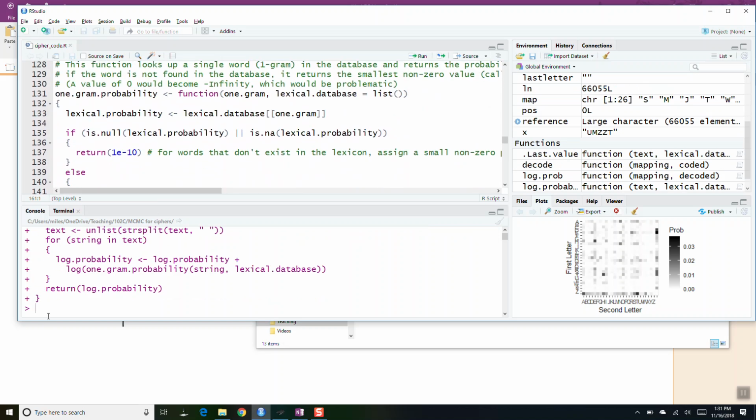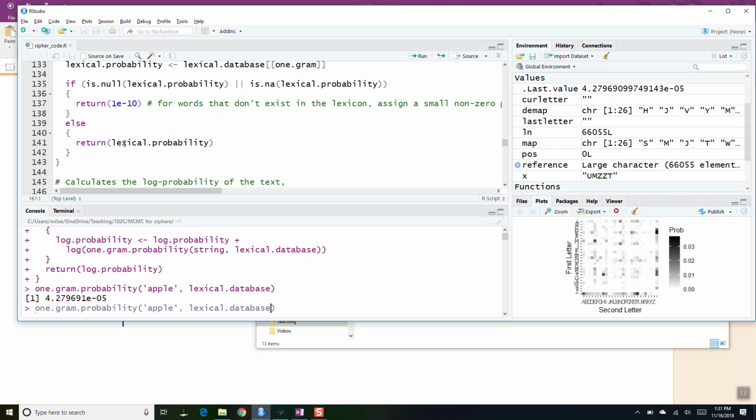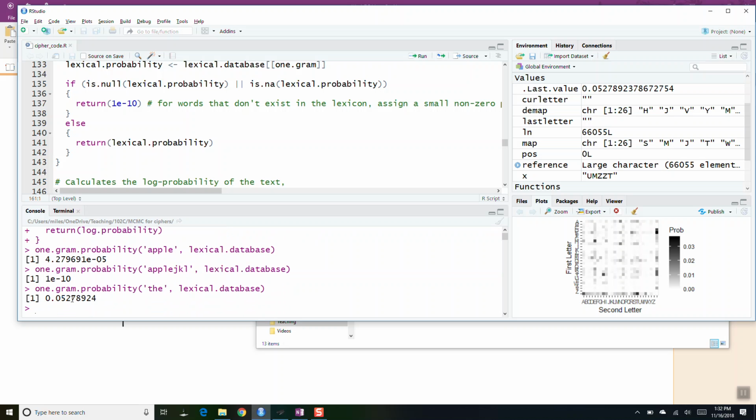But here, if I do the 1-gram probability and I give it the word apple, and I say use the lexical database, okay, it says the probability of that word is that, whereas for a word that doesn't exist, we just assign it the value 1 times 10 to the negative 10. If we encounter the word the, that happens with about 5% probability. I think that's going to be one of the highest. So about 1 in 20 words in English is the, apparently, okay?